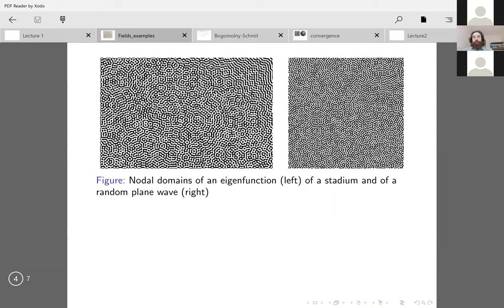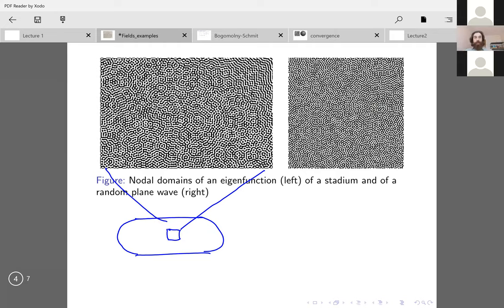So say black is where the function is positive and white where it's negative, or the other way around. On the left, we look at this domain. It's a stadium domain. We compute a very high energy eigenfunction of the Laplacian and look at it inside some window, some box, which is away from the boundary. And then when you blow it up, you see this left picture.